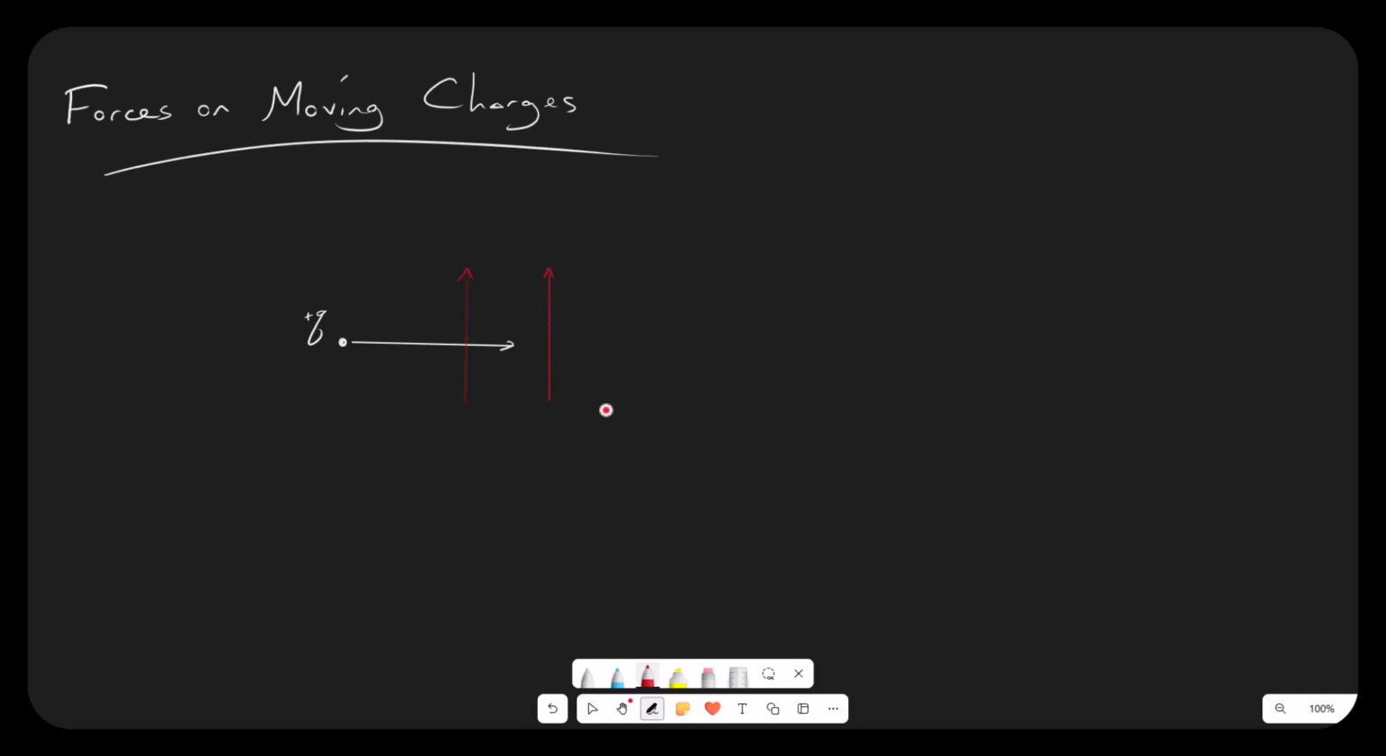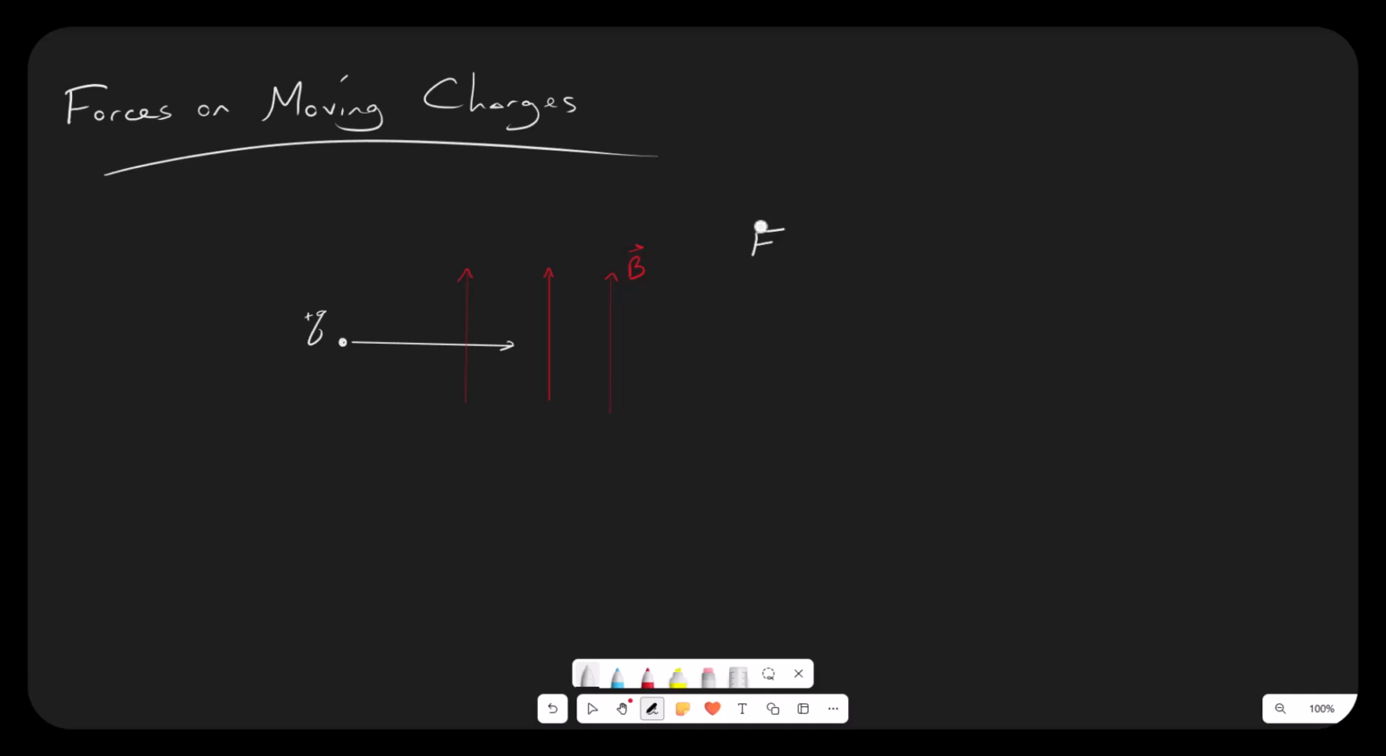If this were an electric field, we would see movement in this direction. But it's not an electric field, it's a magnetic field. First I want to start with a formula, and then I want to try and explain this a little bit.